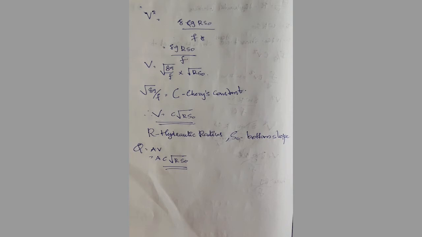Here, root of 8g by F is equal to C, which is the Chezy's constant. So, V equal to C into root of R S0. Here, R is the hydraulic radius and S0 is the bed slope. From this, discharge is equal to area into velocity, that is A into C into root of R S0, where C is the Chezy's constant.